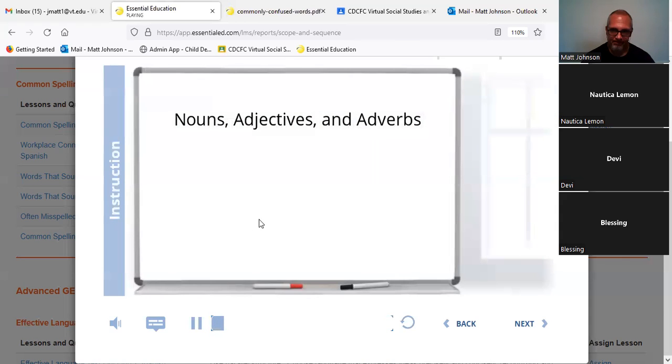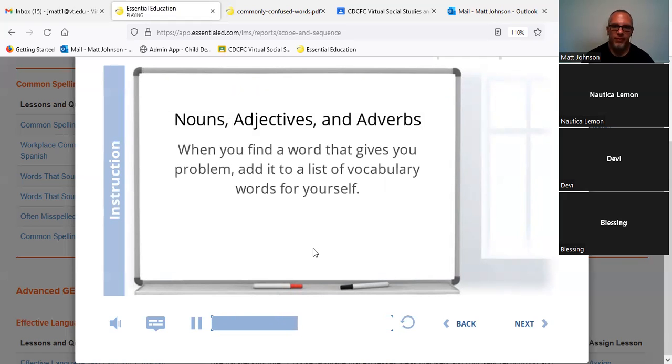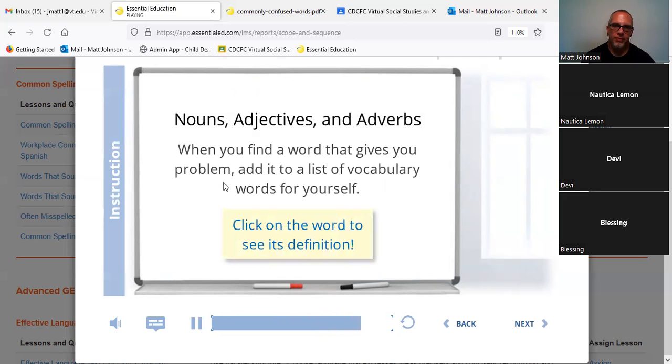Okay, just a few more words for this lesson. Let's take a look at some commonly confused words that includes nouns, adjectives, or adverbs. Okay. You'll probably run across other words that you have trouble spelling because they sound alike. When you find a word that gives you a problem, add it to a list of vocabulary words for yourself. It will be a big help to have your own personal vocabulary list to focus on the words that give you the most trouble. Click on each word pair to see the definitions and a rule to help you remember.